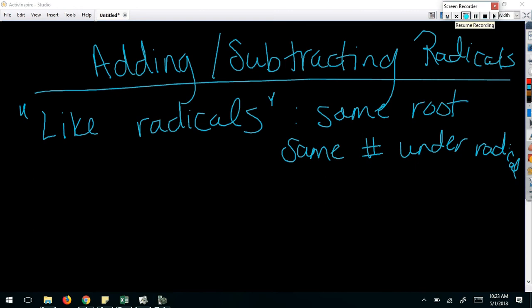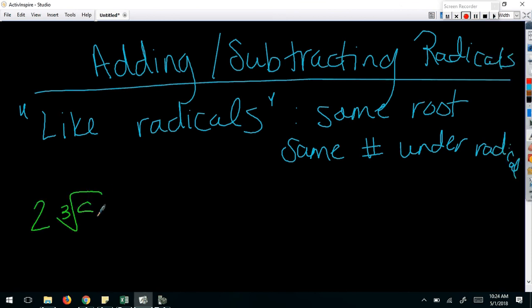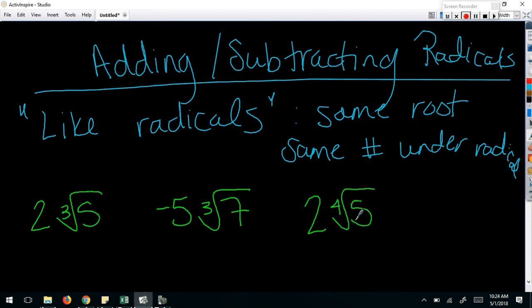So, for example, now we'll have coefficients on these. Let's say I'm going to list out some radicals here, and I want you to find the ones that are like radicals. 2 cubed root of 5, negative 5 cubed root of 7, 2 fourth root of 5, negative 4 cubed root of 5. 2 of those are like radicals, the rest are not. First one or last one? The first one and the last one are like radicals.